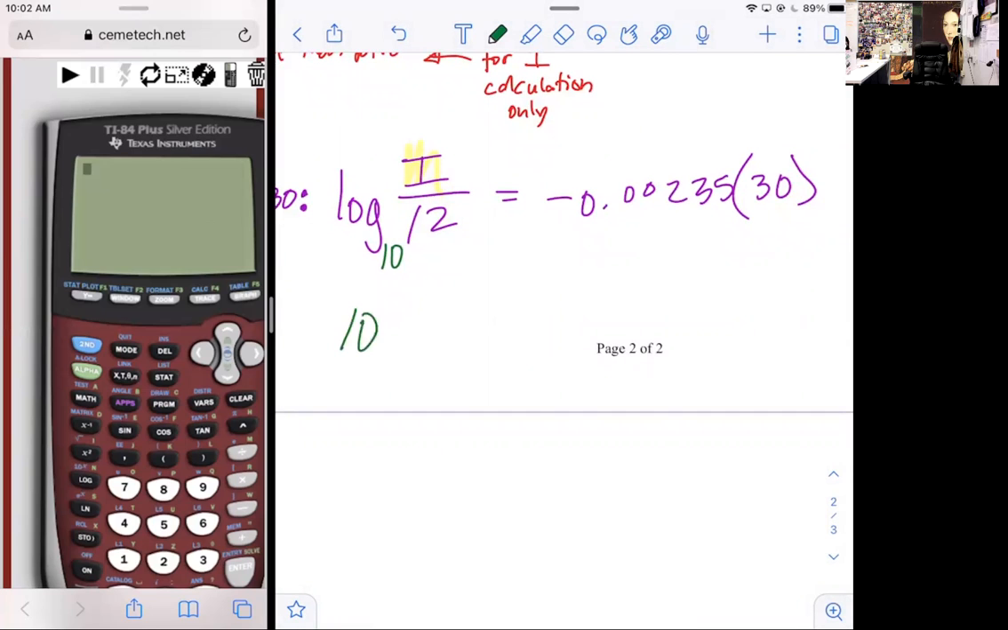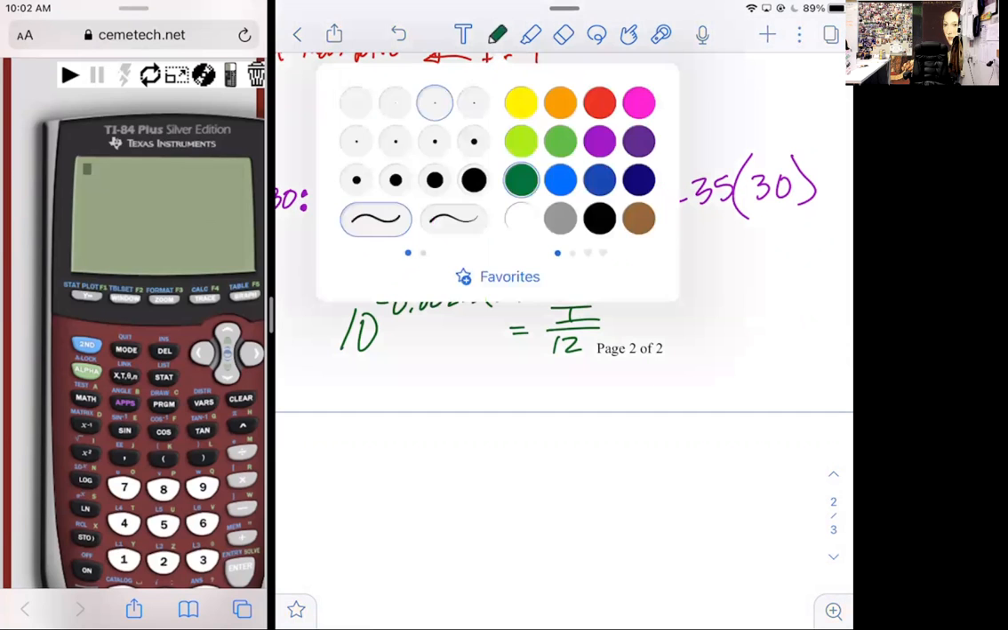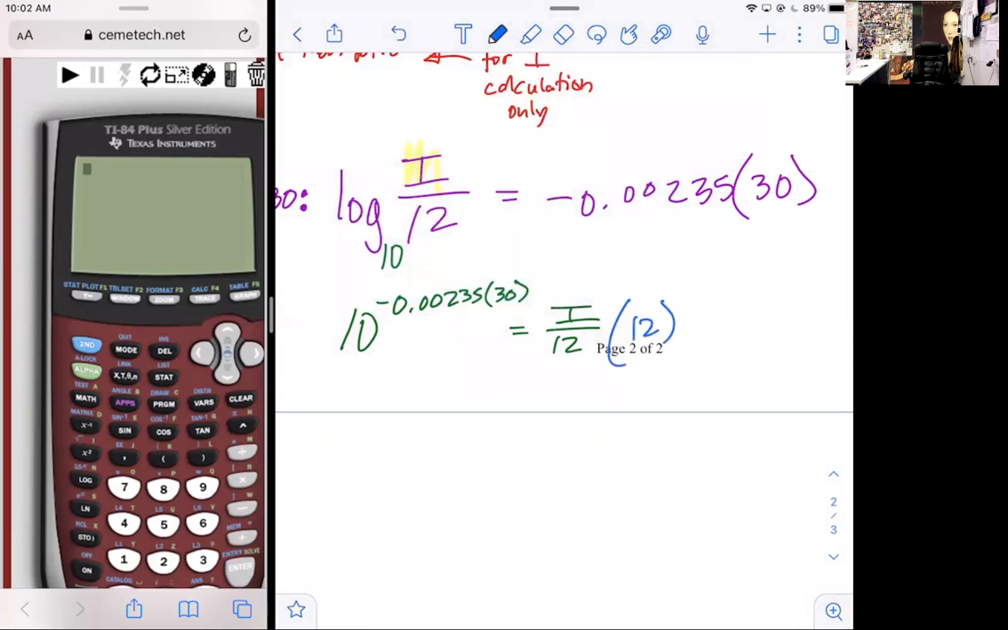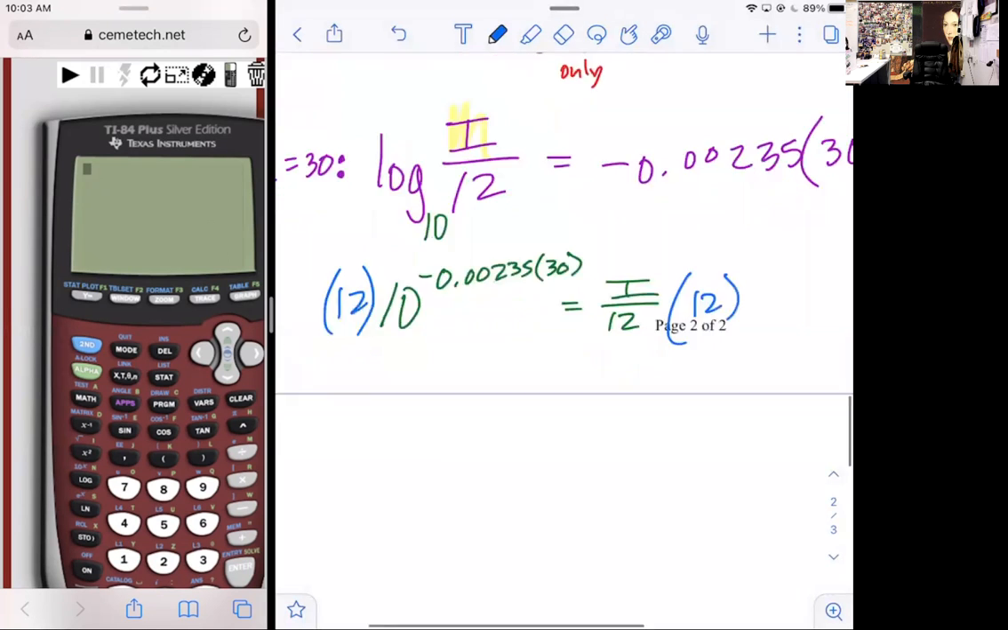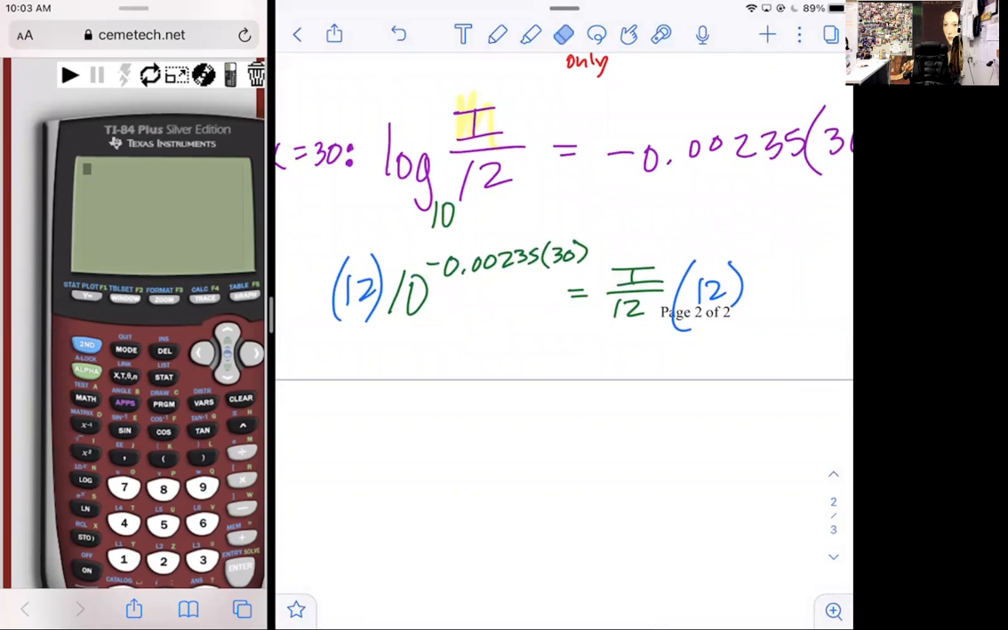We just go to the next line. So we have 10 to the negative 0.00235 times 30th equals I over 12, right? And now it's easy. How do we undo dividing by 12? We multiply both sides by 12. And again, you could show times 12 times 12, right? There's nothing wrong with that, but it's unneeded. Hopefully you know what you're doing. That's just kind of a temporary thing when you're learning how to do it. As long as the equation is still the same, you're okay, but it doesn't really show your process. So I'm just not going to show that.